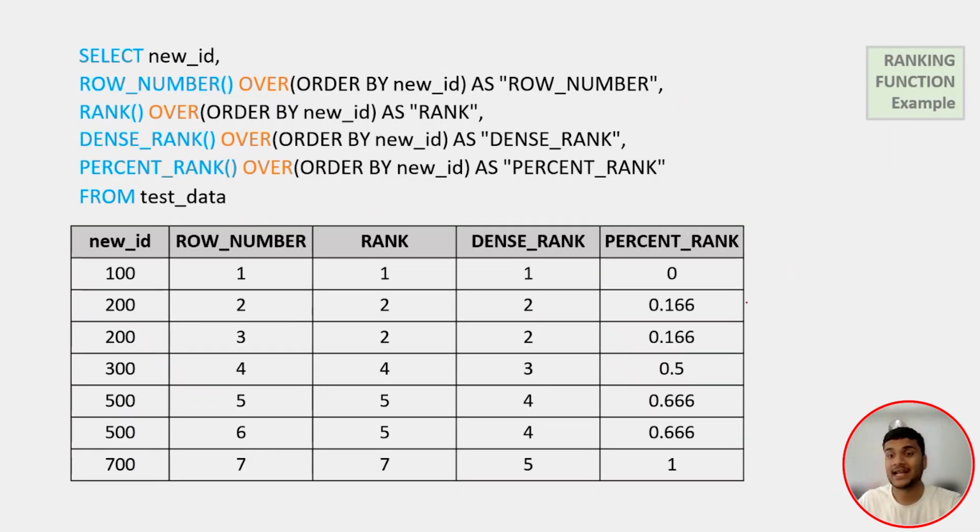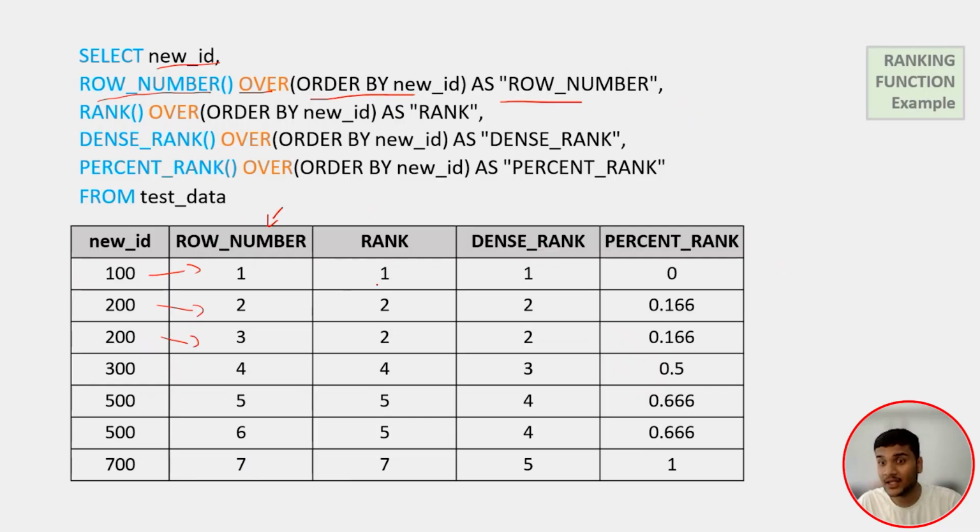Now, what are ranking functions in my window function? Rank is mostly used by data analysts. Whenever we are finding insights from data, I will use a rank function. Here you can see I have selected new ID, and then I have used a row number function and then the over keyword and order by ID as row number. I've created a calculated column called row number. It just identifies which row it is. So 100 is 1, 200 is 2, 3, nothing but the row number.